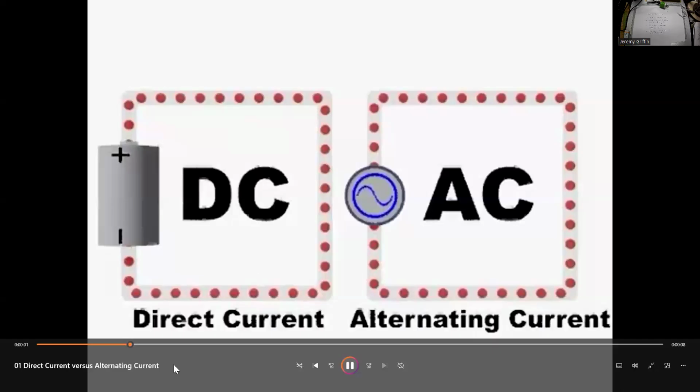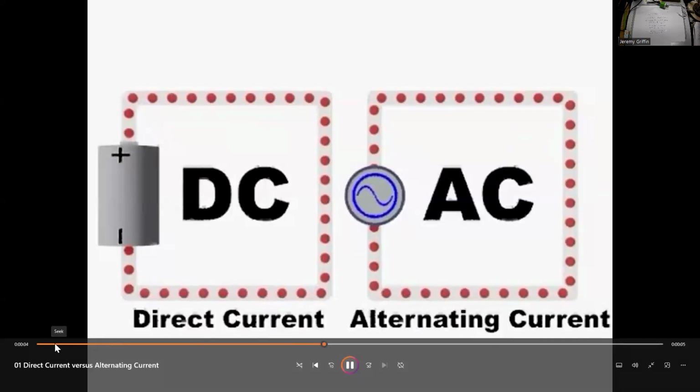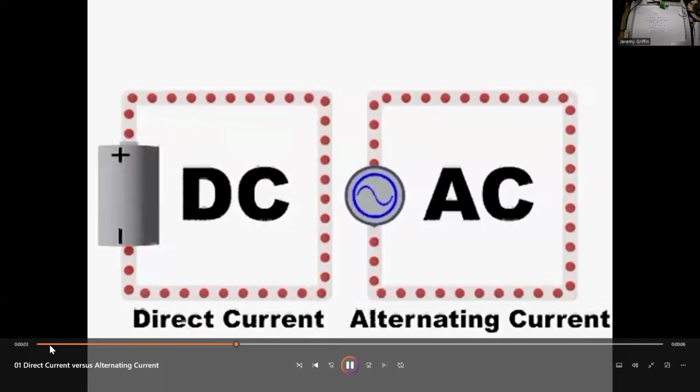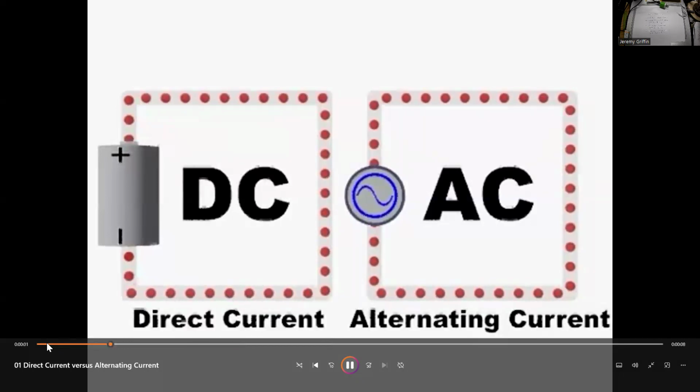All right. So I think I may have mentioned this in passing yesterday, but here, I want to emphasize this, that there's two main categories of electricity. It's what's called direct current versus alternating current, right?